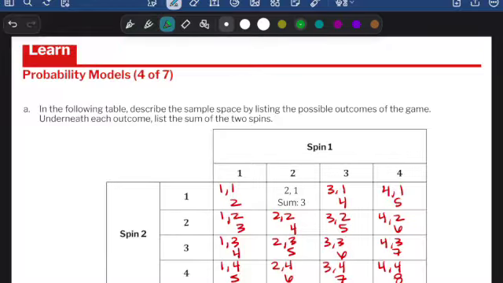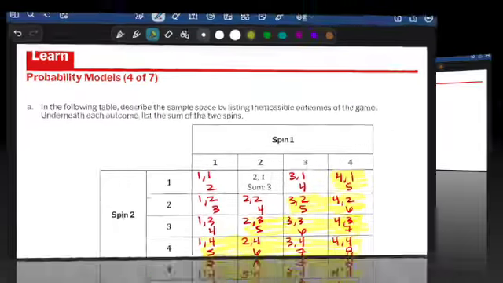Now let's take note. Remember, to win the game or to win points, our sum needs to be at least 5. 5 or greater. So I'm going to just highlight the outcomes that are 5 or greater. Those 3 are 5 or greater, and the whole bottom row. If I spin a 4, that's going to get me a sum of 5 or greater.